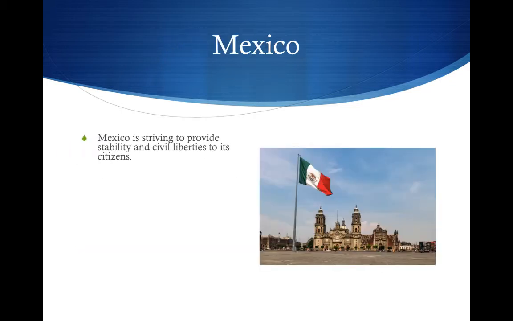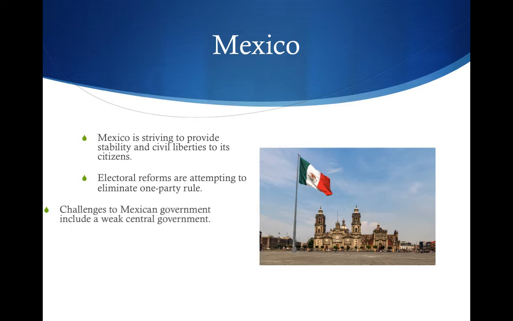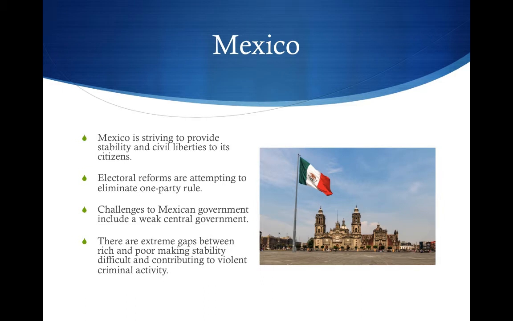Mexico. Mexico is striving to provide stability and civil liberty to its citizens. Electoral reforms are attempting to eliminate one-party rule. Challenges to Mexican government include a weak central government, and there are extreme gaps between the rich and poor, making stability difficult and contributing to violent criminal activity.